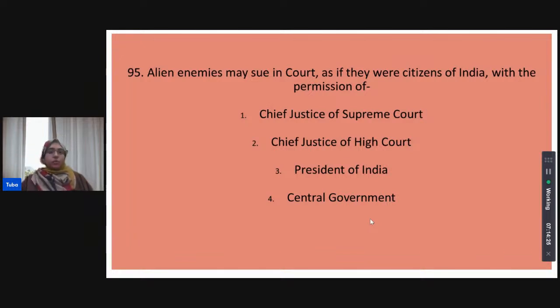95. Alien enemies may sue in court as if they were citizens of India with the permission of which of the following? With the permission of the Chief Justice of Supreme Court, or the Chief Justice of High Court, or the President of India, or the central government itself? So whose permission would they have to seek?